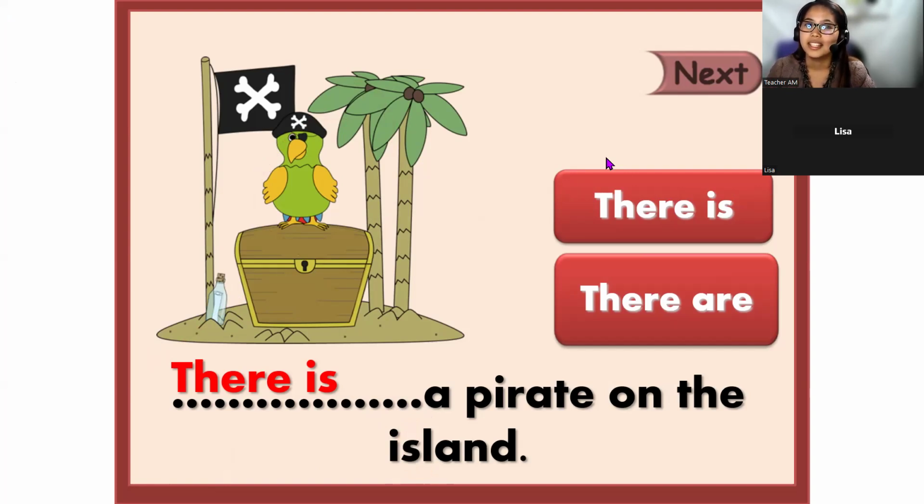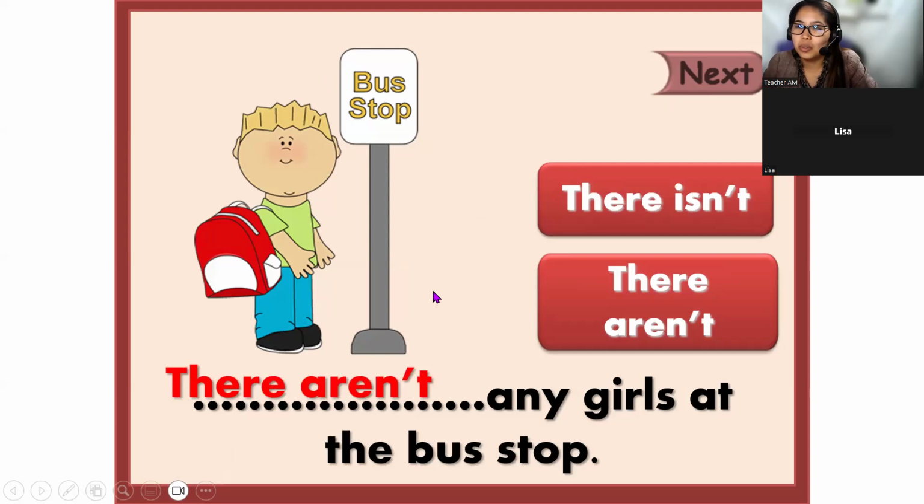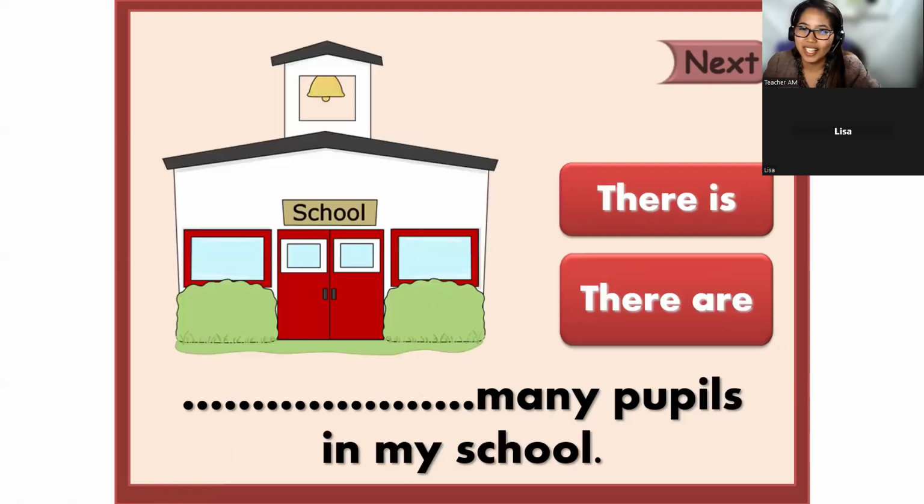Bird. That is right. Great. Okay, how about this one, Dolin? There aren't any girls at the bus stop. Wow, very good. Okay, who's at the bus stop? It's the boy. Yes. Okay, now look.